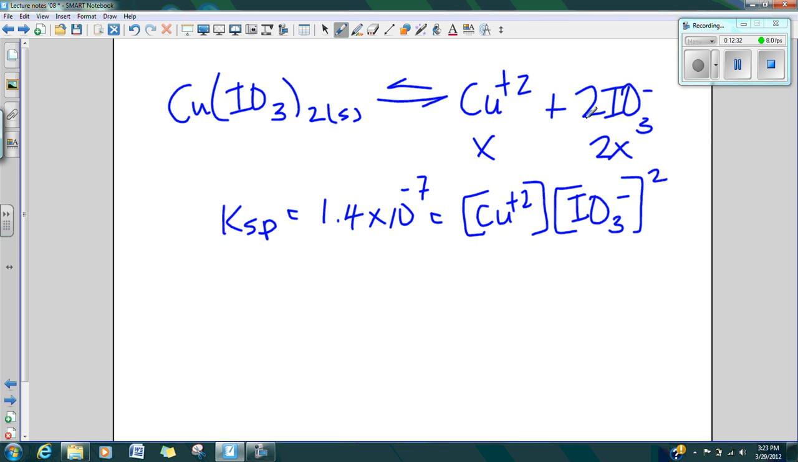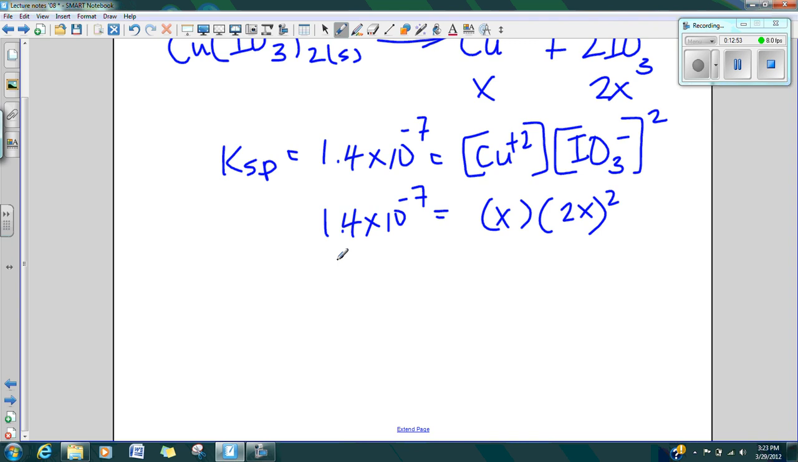And it's going to be squared due to that coefficient out in front. Well, if I go ahead and continue to substitute things in, you should recognize that this is going to be my x, and this is going to be 2x raised to the second power, and that's going to be equal to 1.4 times 10 to the minus 7th. Continue to use my algebra here, and I will see that I have 1.4 times 10 to the minus 7th, and this is going to be 4x cubed.